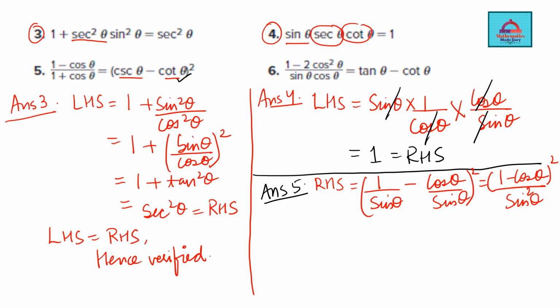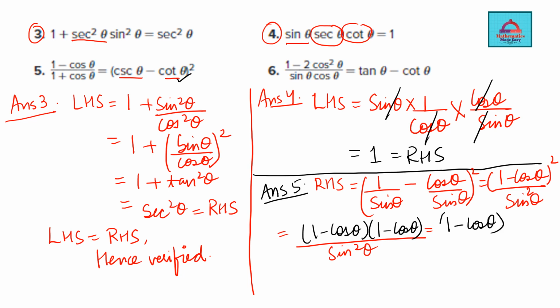So denominator is simple. We can reduce to square. Numerator will be 1 plus cos square theta minus 2 cos theta. So I've used the algebra identity. Now in numerator, we can simplify it a little bit more. I think it would be a better idea if instead of opening it up, we just write 1 minus cos theta as the two factors. So one is 1 minus cos theta, second is this, and denominator now we can replace by Pythagorean.